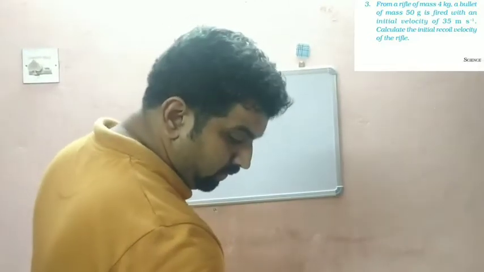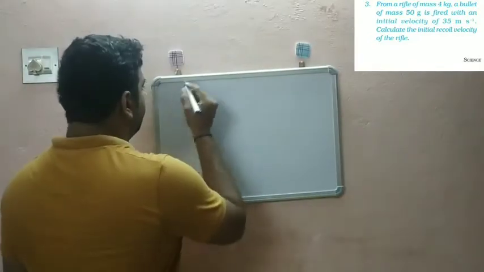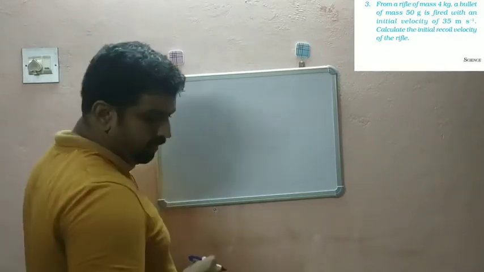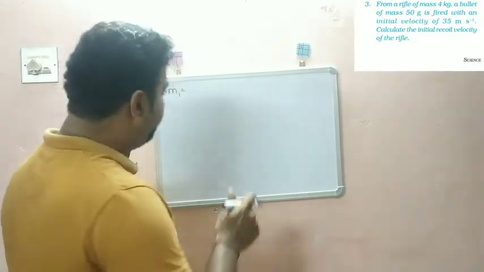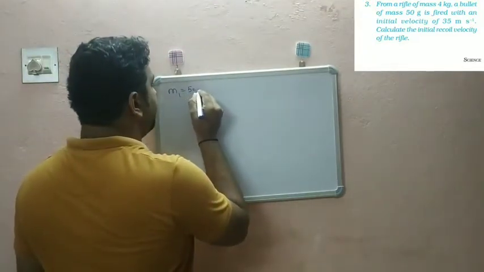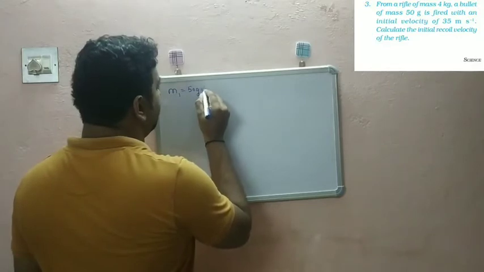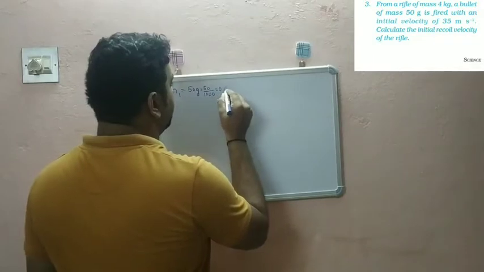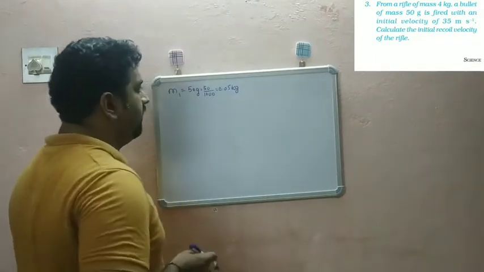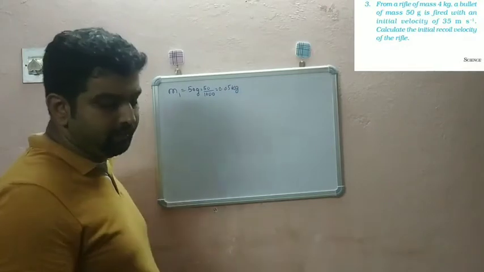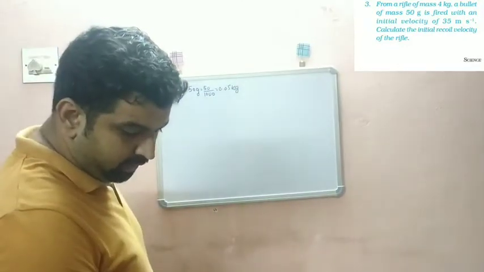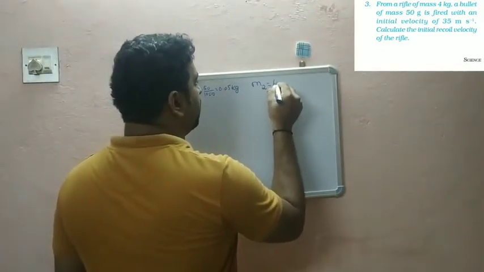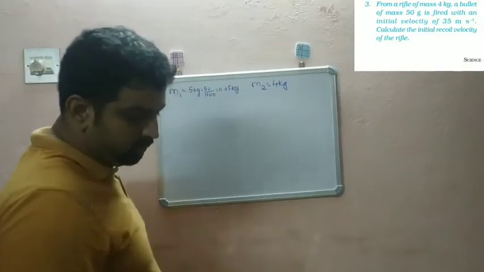Okay, so whatever values they have given, first of all they have given the mass of the bullet. So m1 I will write as the mass of the bullet. Mass of the bullet is how much? 50 grams they are saying. So divide this 50 gram by 1000. So you will get 0.05 kg. So we have to convert all the gram values to kg. Remember that in mind. Then the rifle of 4 kg, M2 I will take as the rifle, that is 4 kg. It is given in kg, so no problem.